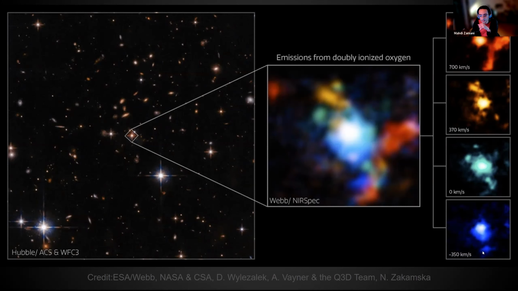And here you can see the same emission of gas, the same line of emission with different redshifts, which helps us to see, okay, this part of the gas is coming toward us at 350 kilometers per second. This part of the gas is steady around the object. This part of the gas is going further away along our line of sight, and this part of the gas is going away at a much faster pace, 700 kilometers per second.